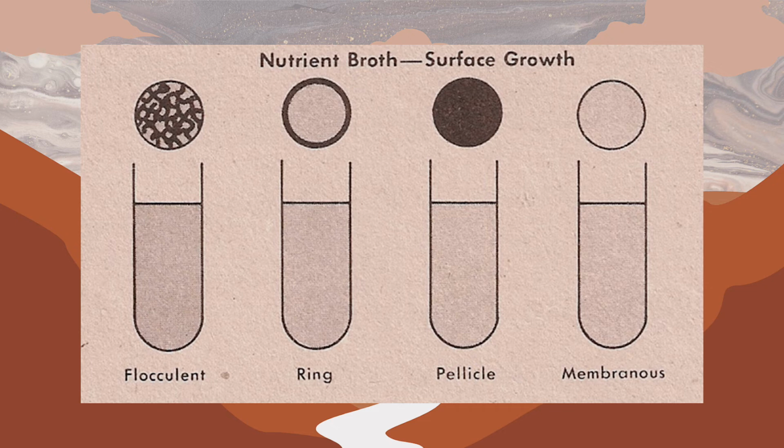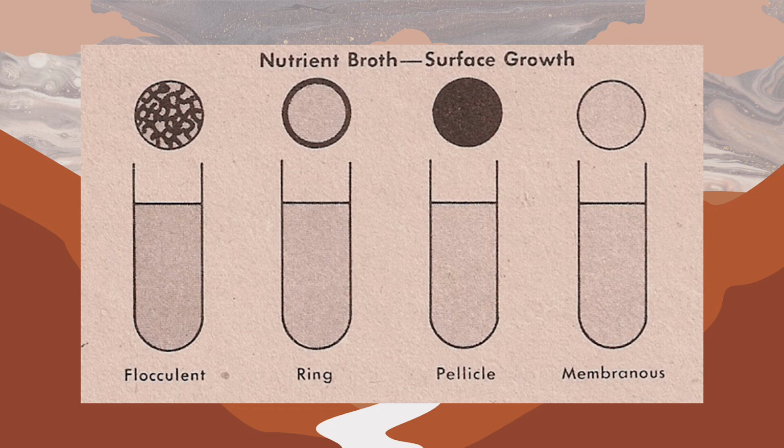Next, the ring. And just like its name, the growth forms a ring or a buildup on the edge or near the wall. Next is pellicle, and this is a continuous unbroken biofilm, and it usually appears thicker. And last but not least, we have membranous, which is a thin growth just like a membrane.